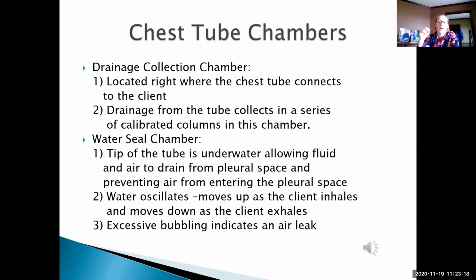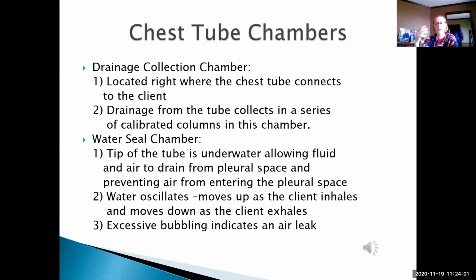Your water seal chamber is the tip of the tube. It's connected to the patient, and then it comes down into your Atrium system. There is a chamber that has water in it that keeps that tip underwater, which allows fluid and air to drain from the pleural space but prevents air from entering back into the pleural space. In this chamber, the water should oscillate or tidal, which is basically moving up and down with the client inhaling or exhaling, but it should not be bubbling. So in the water seal chamber, slight tidaling is normal, but excessive bubbling indicates there's an air leak.